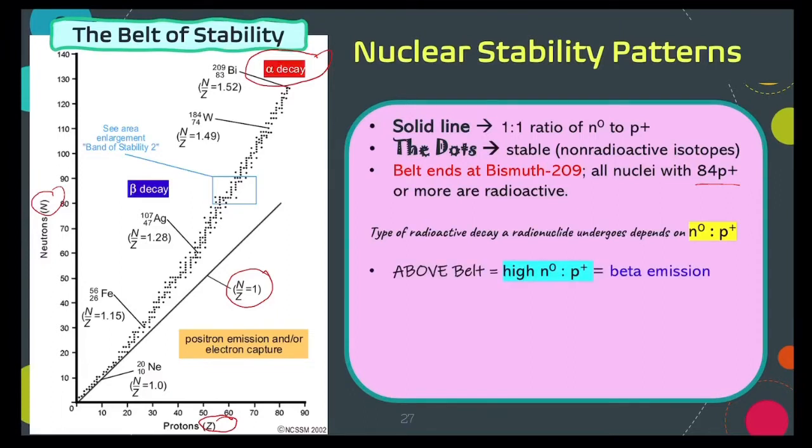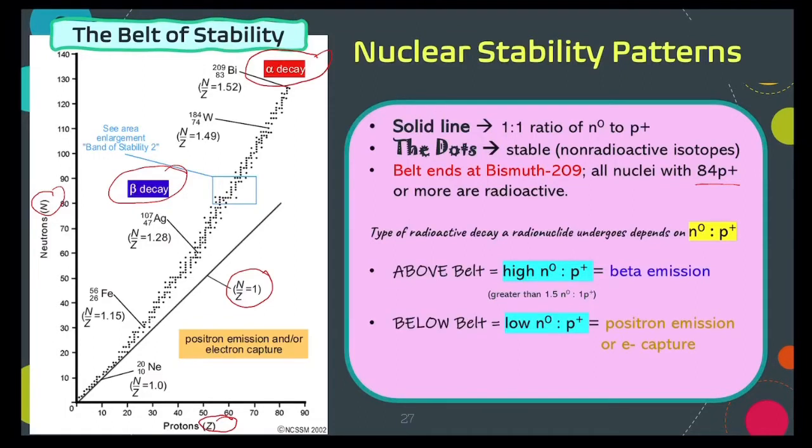If we are located above the belt or above the band of stability in this region of the graph, that means that the number of neutrons is very high compared to the number of protons. So for that reason, nuclides in this section above the belt will undergo beta emission. So when the ratio is greater than 1.5 neutrons to 1 proton, then that nuclide will most likely undergo beta emission to reduce the number of neutrons. During beta emission, recall that a neutron releases a beta particle and turns into a proton.